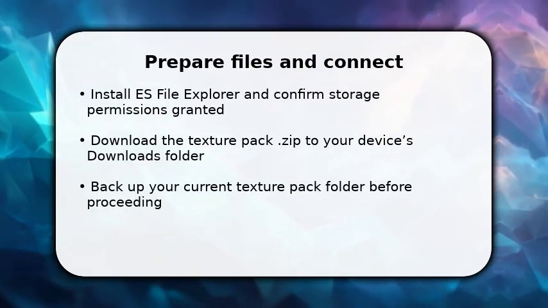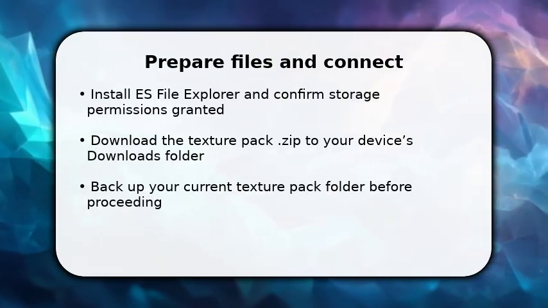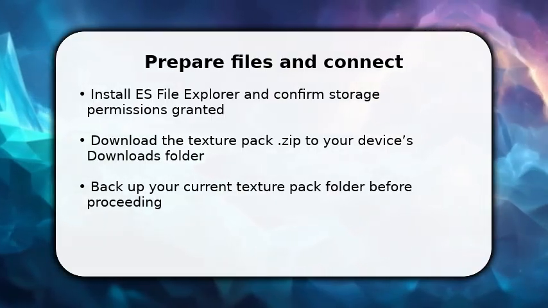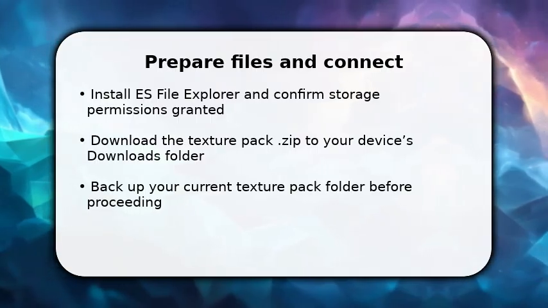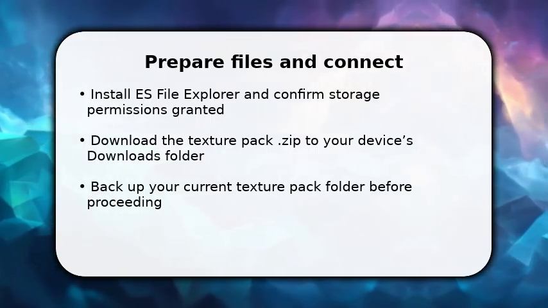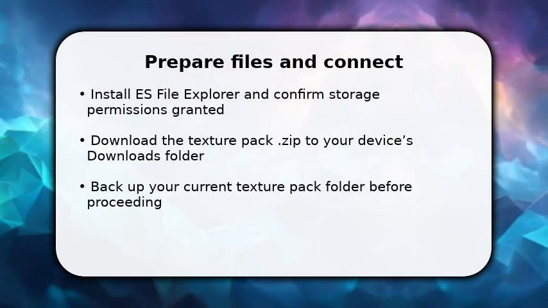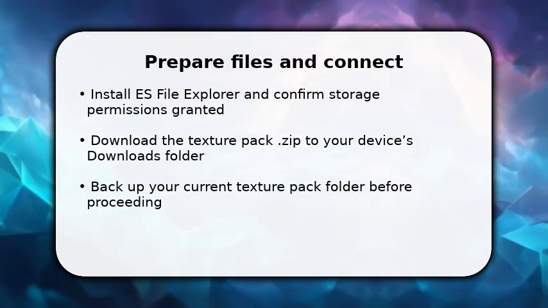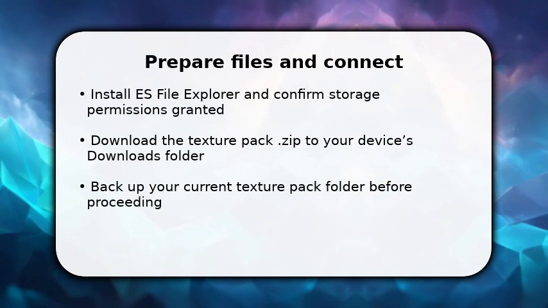Next, locate the downloaded .zip in Downloads and tap to verify its contents. Once done, use ES to copy your existing resource packs folder to a backup location so you can restore if needed. Make sure to note Minecraft's version folder path while you're in the file tree.